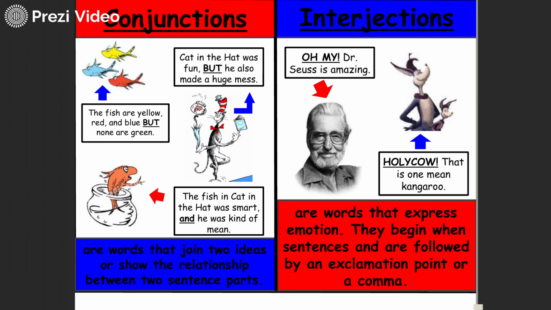So interjections can be very powerful, but also they're not used very often in order to sort of keep that power, make sure they stay powerful. They almost always begin sentences, and they're usually followed again by an exclamation point or sometimes a comma.